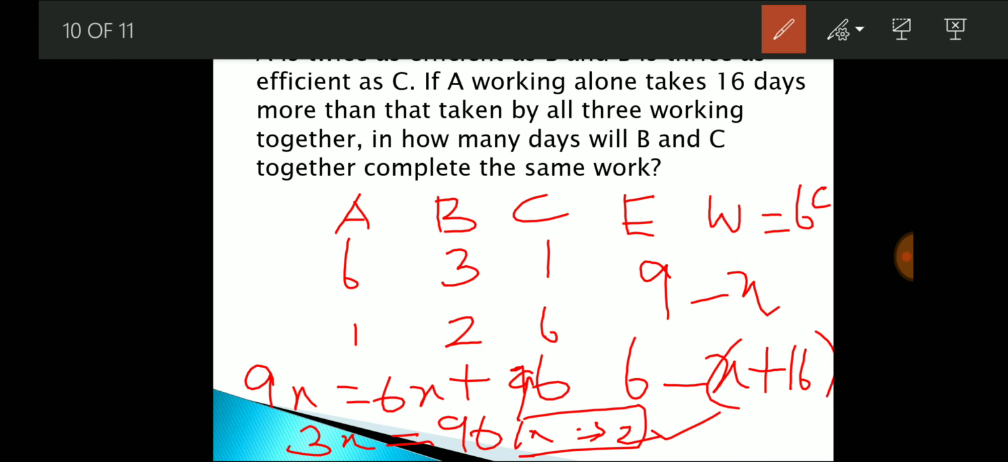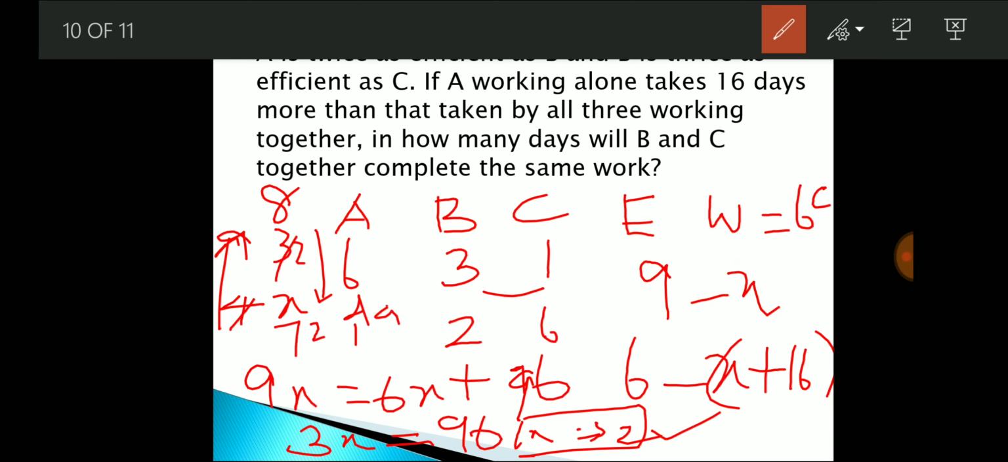Their question right now is how many days B and C together will take. So we know with 9 as the efficiency, we take 32 days to finish the work. Then B and C's efficiency is going to be 3 plus 1, 4. 4 is the efficiency. How many days will they take? So it's a direct multiplication. We would say 8 into 9, 72 days. They'll take 72 days to finish the work.